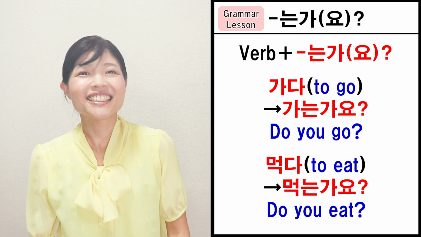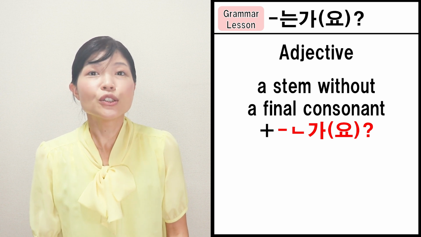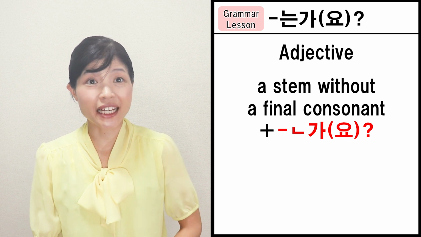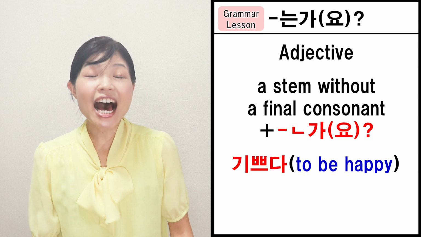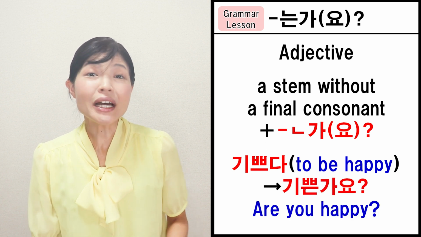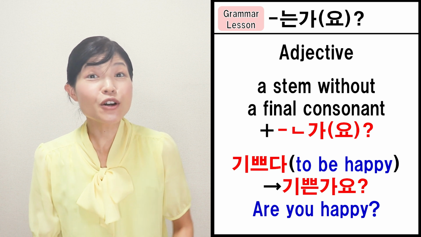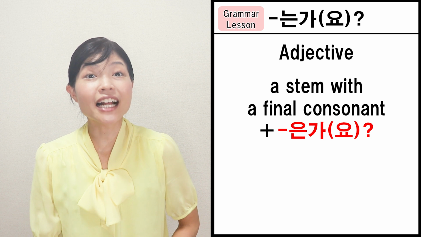Do you eat? For an adjective, you attach 은/ㄴ가요. You use ㄴ가요 if a stem does not have a final consonant. For example, 기쁘다, to be happy, does not have a final consonant. So you attach ㄴ가요 to make 기쁜가요? Are you happy? You use 은가요 if a stem has a final consonant.